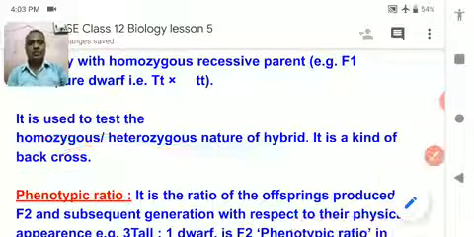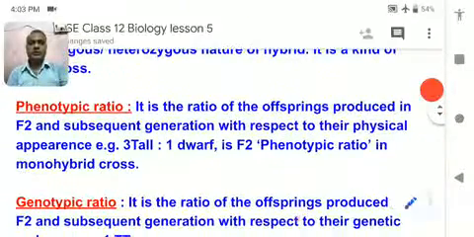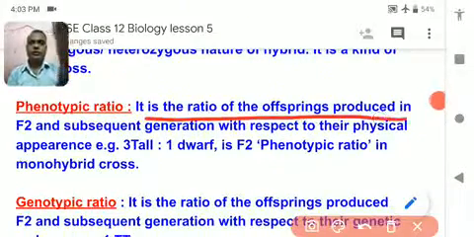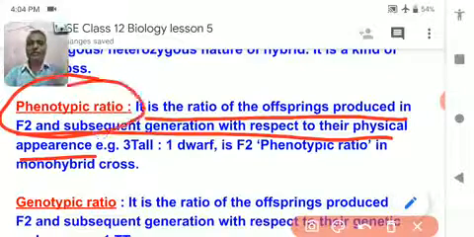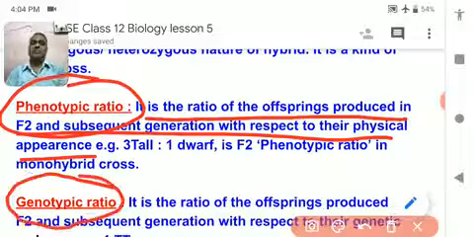So the ratio of offspring produced in the F2 generation with respect to physical appearance: on the basis of physical appearance, if we make the ratio in the F2 generation, then it is called the phenotype ratio. And if the ratio is made on the basis of genetic makeup in the F2 generation, then it is called the genotype ratio.